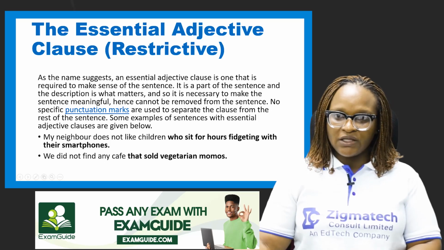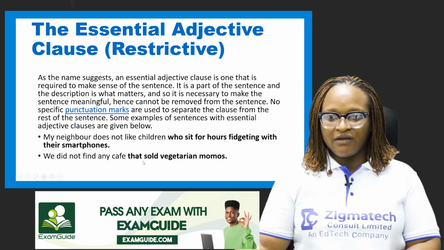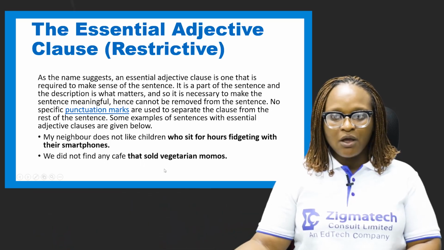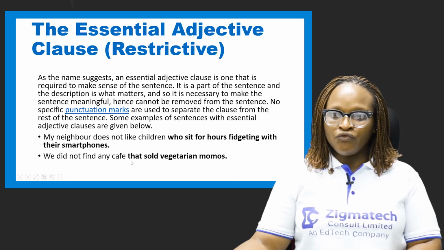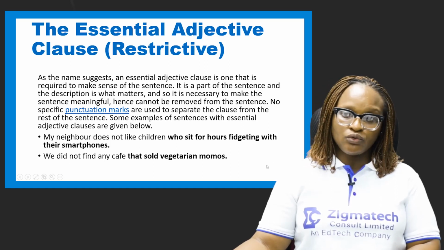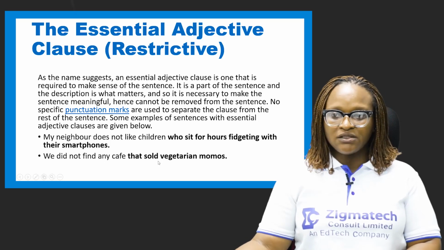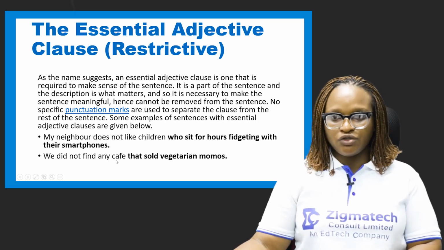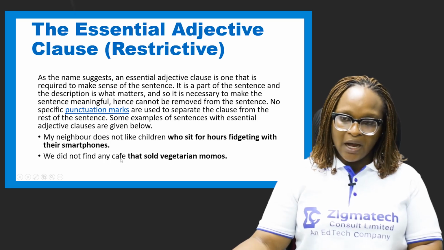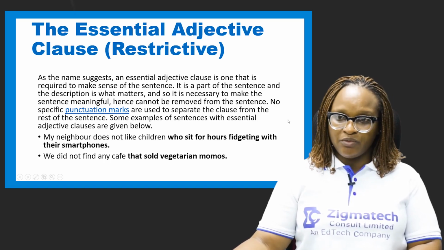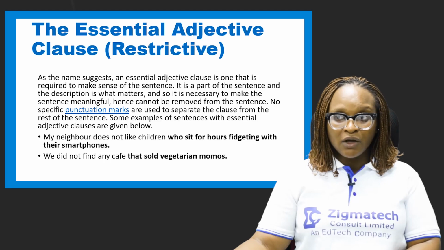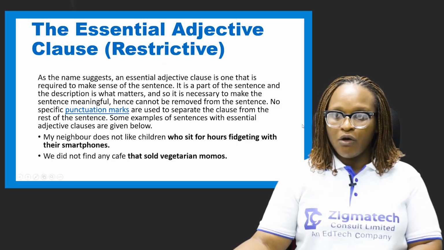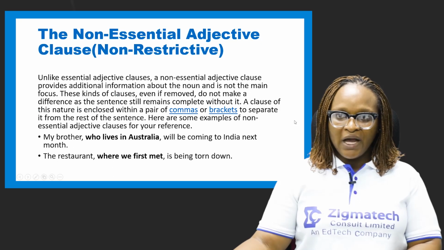Right, so when we continue, we'll see them. So we did not find any cafe that sold vegetarian momos. Now, this is another restrictive type of adjectival clause. We did not find any cafe that sold vegetarian momos. So the grammatical name here is adjectival clause. And what's the function? It modifies the noun cafe. Cafe is a noun. It's a place where people go to eat. So you must be conversant with your parts of speech. You must also know how to identify the function of any of the grammatical names we have.